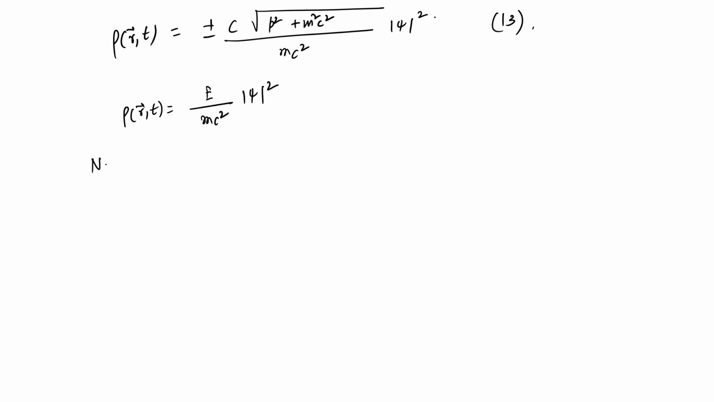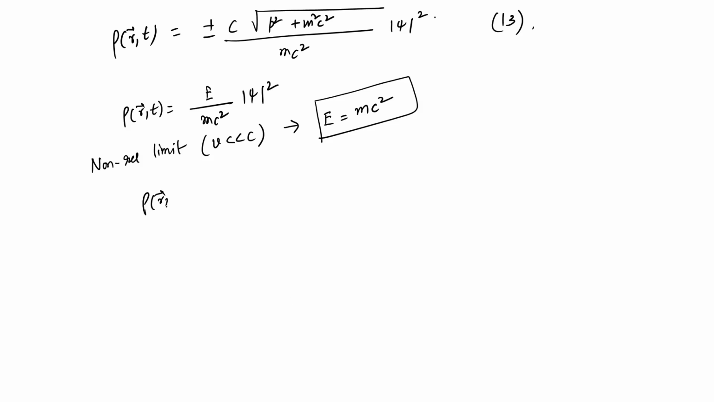So, if you take the non-relativistic limit, which means that v is much smaller than c, the only energy scale that remains is E equal to m c square, because there is no kinetic energy, it is only the rest mass energy. So, this is called the non-relativistic limit. Okay. If you put that, then rho r t becomes, so m c square and m c square will cancel and will give you the non-relativistic form which you know to be true, that is equal to mod psi square.